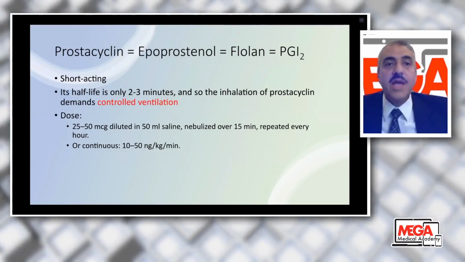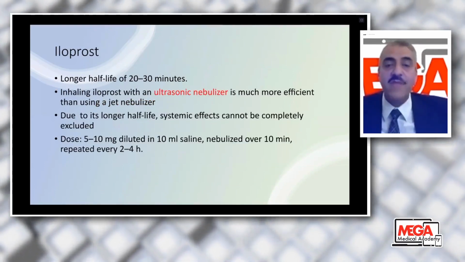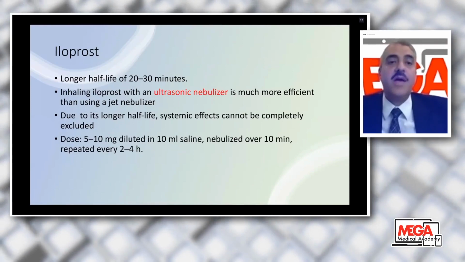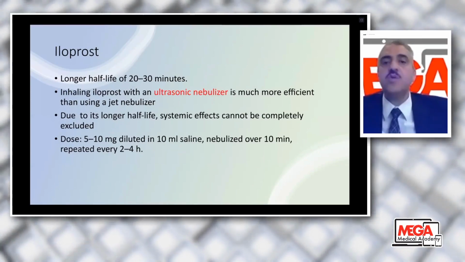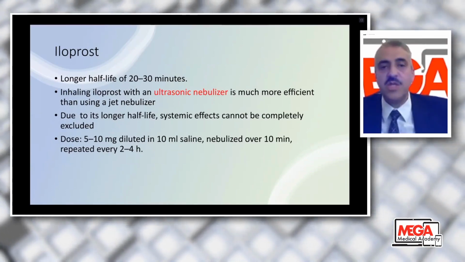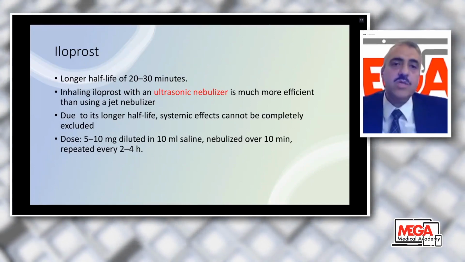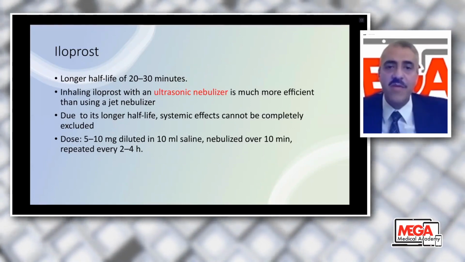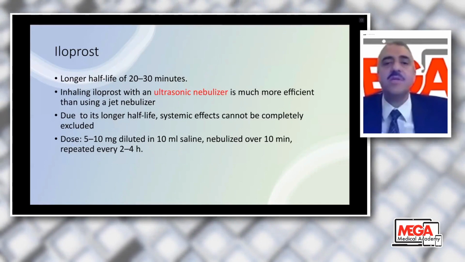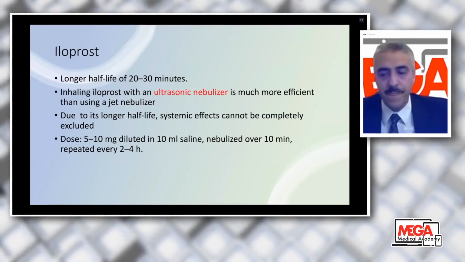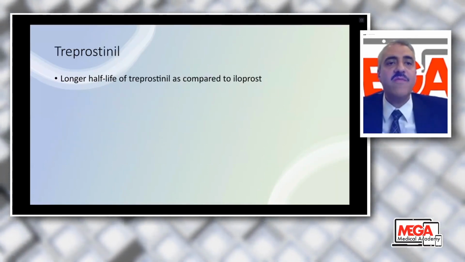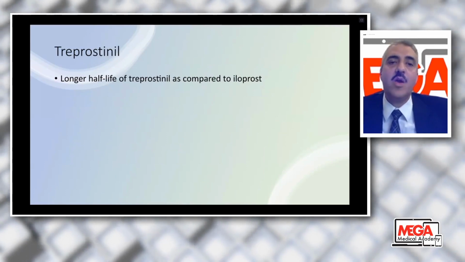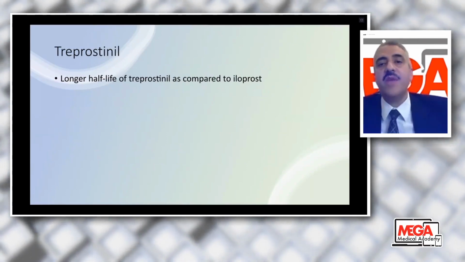Other than the prostacyclin, we have the iloprost with a longer half-life, 20 to 30 minutes. For the inhaled iloprost, usually we use the ultrasonic nebulizer, not the jet nebulizer. And due to its longer half-life, sometimes a systemic effect happens with this drug. Other than the iloprost, we have the treprostinil, which has a longer half-life than the iloprost.